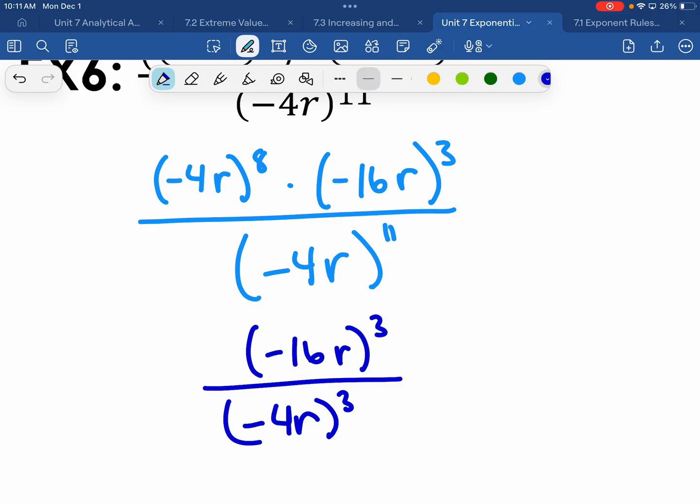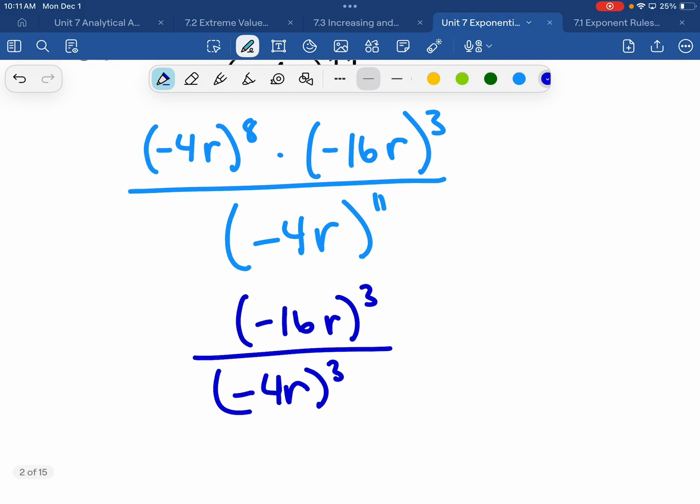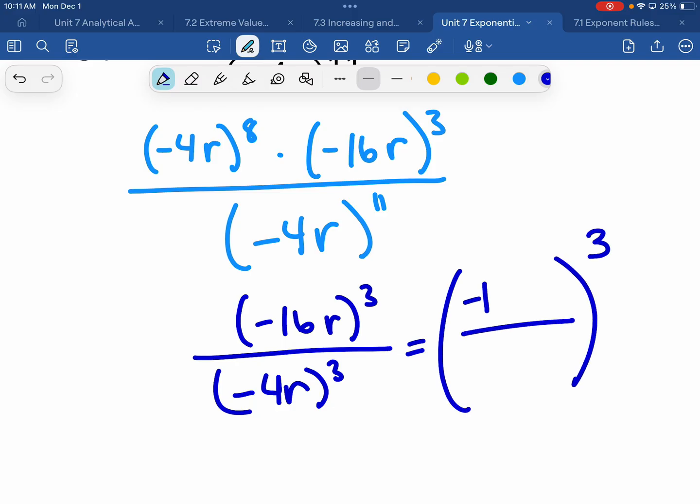Okay, so now I'm on the next step here. Do we want to do 16 to the 3rd power? No. What else are we noticing that's the same? The R. They're both to the 3rd power and they both have an R. So I am going to rewrite this with the 3rd power on the outside of everything. So it's like undistributed.